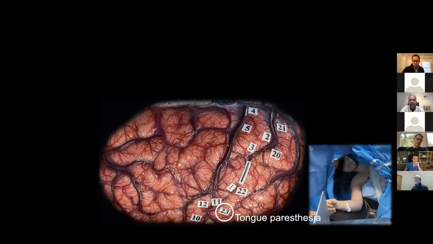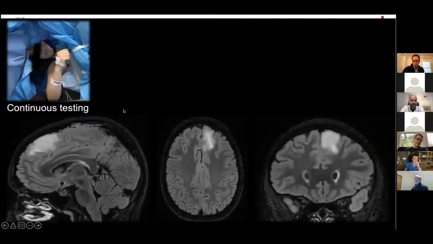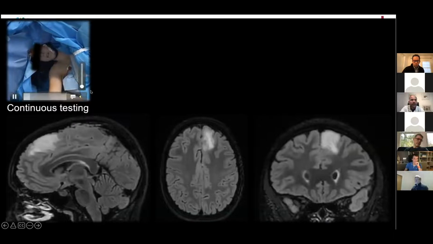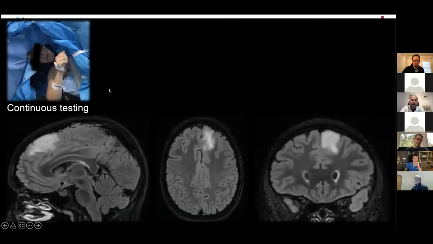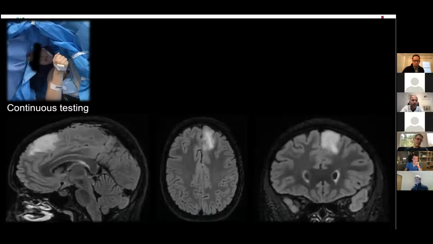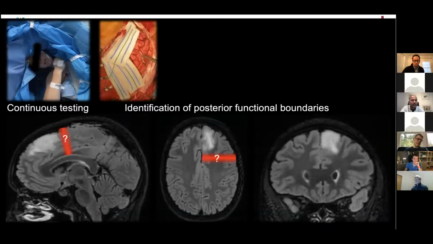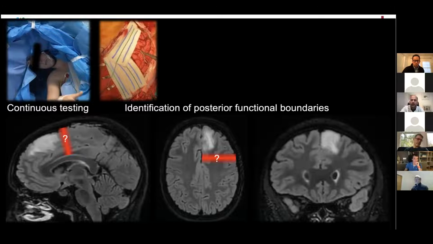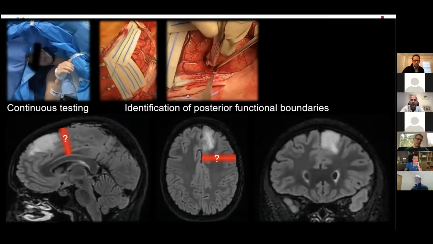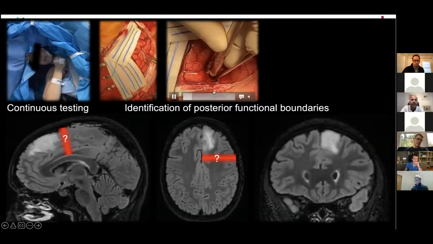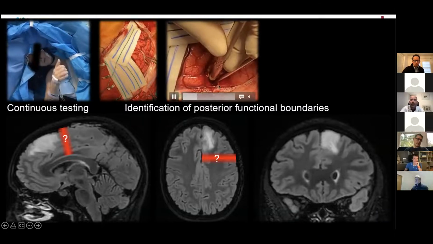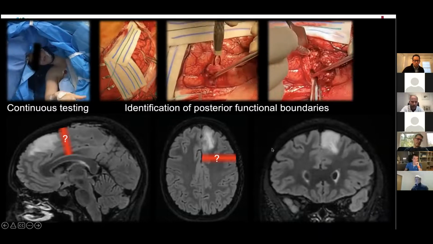And after this initial mapping, the resection begins, and it is performed with continuous testing, including a picture naming task plus a voluntary movement task. The first step of the resection is the identification of functional boundaries. I identified first the posterior limits of resection, and the posterior resection is performed until provoking arrests in voluntary movement while stimulating the premotor pathways.